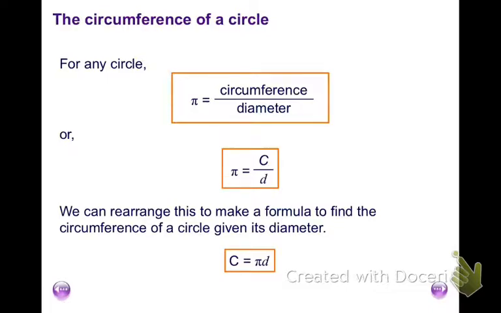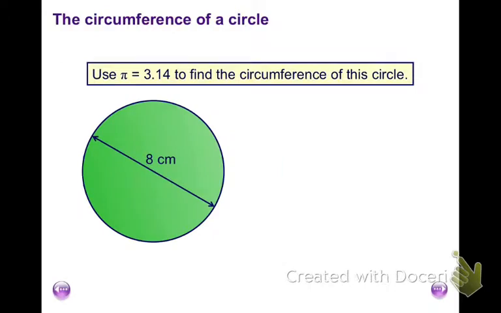So let's try some. If we use 3.14 to find the circumference of the circle, and they give us the diameter, so start with the formula, diameter times pi, or pi times diameter, and substitute in the values, 3.14 times 8, and if you round it to the hundredths place, you would get 25.12 centimeters for the circumference. So make sure you're trying these problems as you're writing them down in your notes to make sure you understand where these solutions come from.